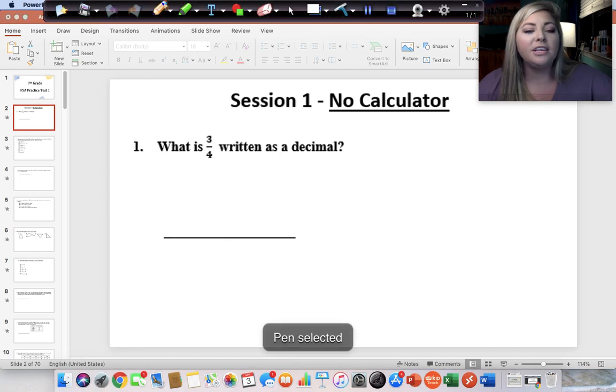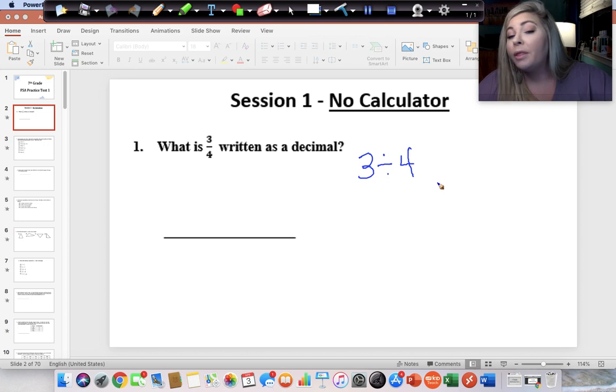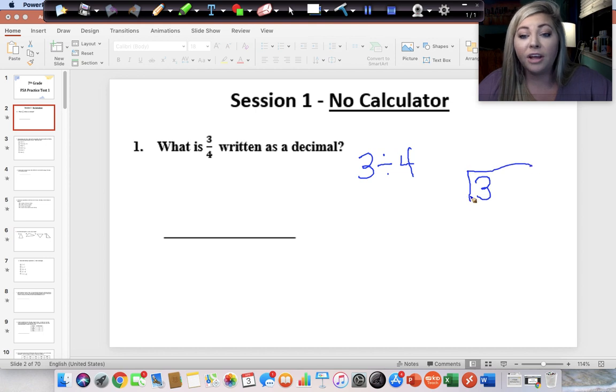Okay, question 1 says, what is 3/4 written as a decimal? When we have a fraction, it is simply a division problem. So really all we're doing is dividing 3 divided by 4. Now, of course, if you have a calculator, this is super easy to punch into a calculator. But if you don't know this off the top of your head and you don't have a calculator, here's how you'll solve it. You're going to put the top number in the house, always. Your top number always goes in the house, divided by your bottom number.